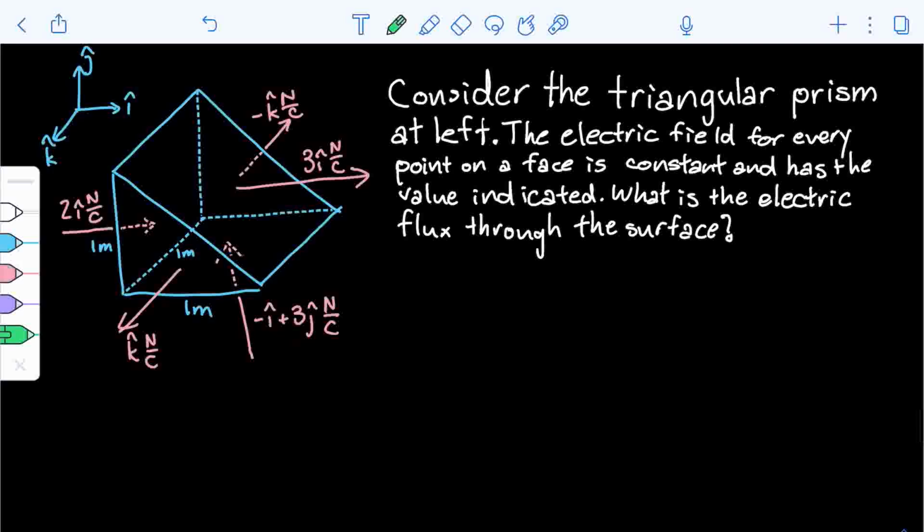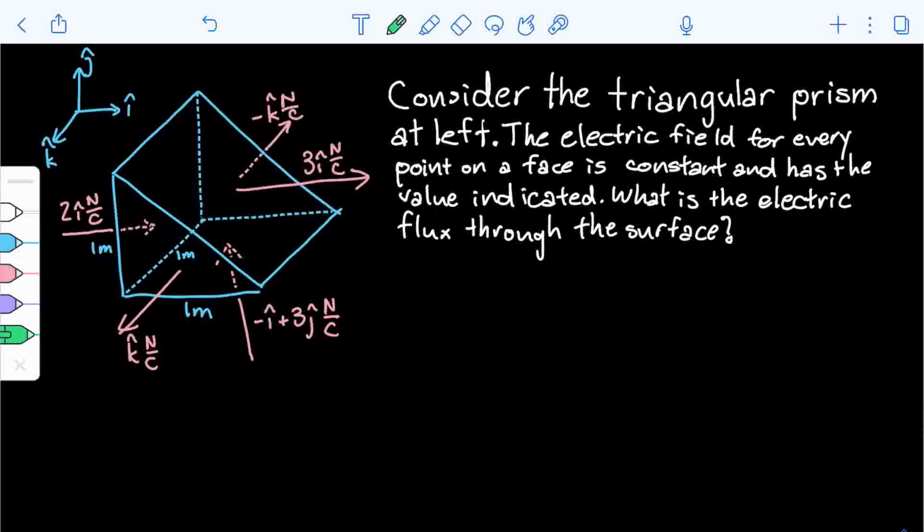Now, to solidify our understanding a bit and check to make sure you understand, we're going to do an example problem. So, consider the triangular prism at left. The electric field for every point on a face is constant and has the value indicated. What is the electric flux through the surface?